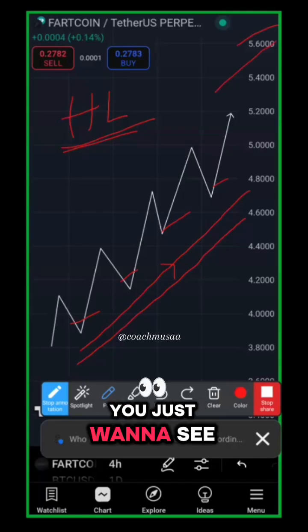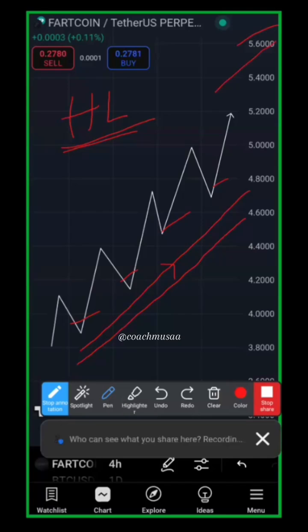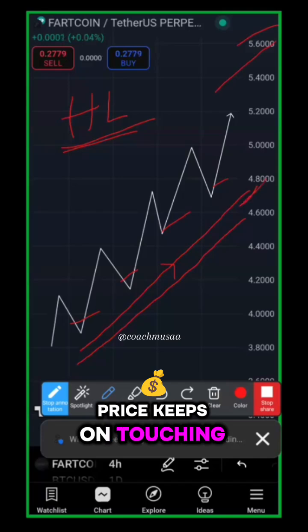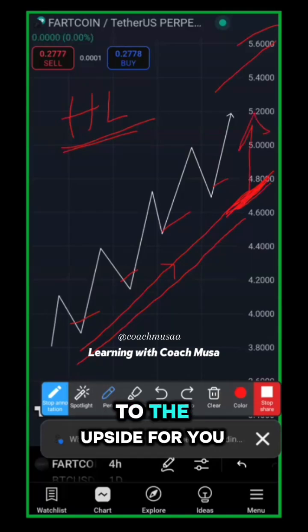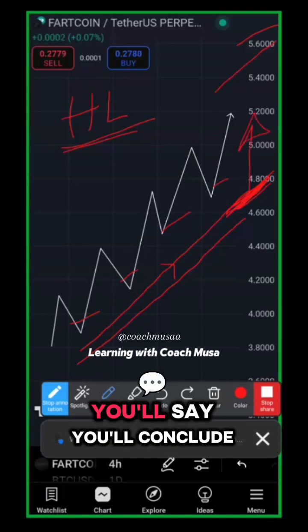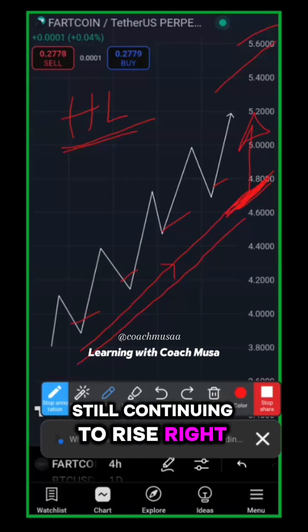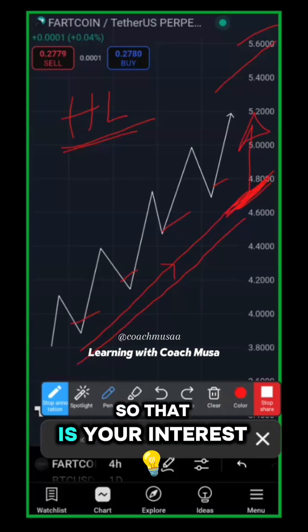You just want to monitor how the market price is going to continue rising, such that for as long as the market price keeps on touching the trend line that you have drawn, and then it reverses to the upside, you'll conclude that the trend is still continuing to rise, right? It's continuing, isn't it? So that is your interest.